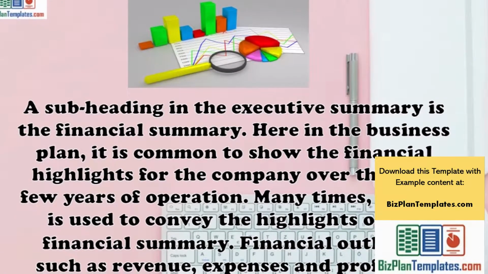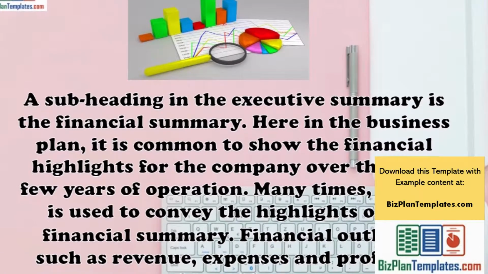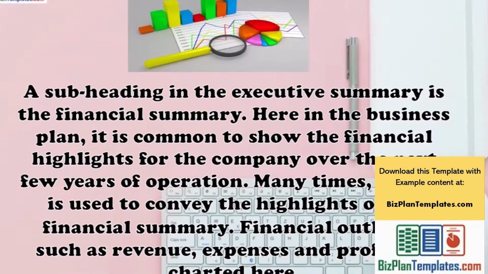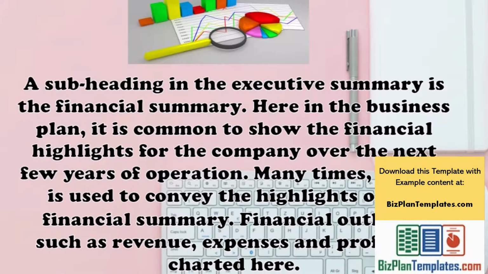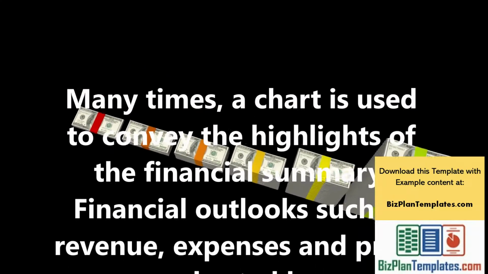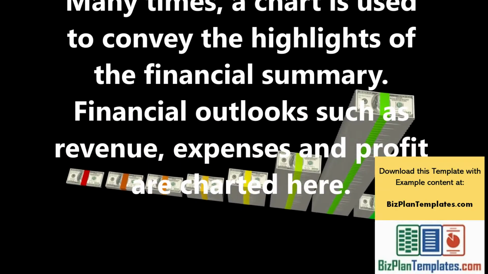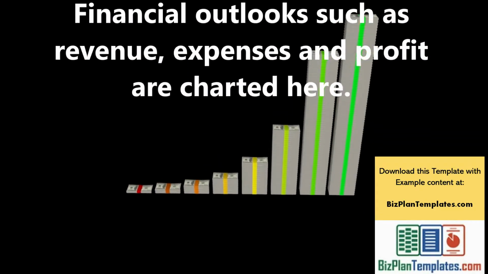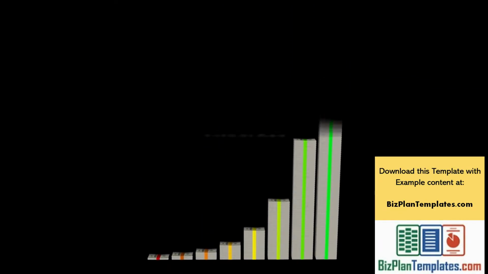A subheading in the Executive Summary is the Financial Summary. Here in the business plan, it is common to show the financial highlights for the company over the next few years of operation. Many times, a chart is used to convey the highlights of the financial summary. Financial outlooks such as revenue, expenses, and profit are charted here.